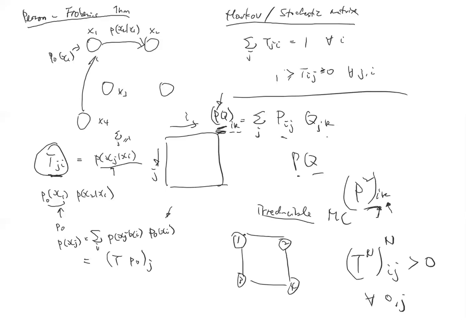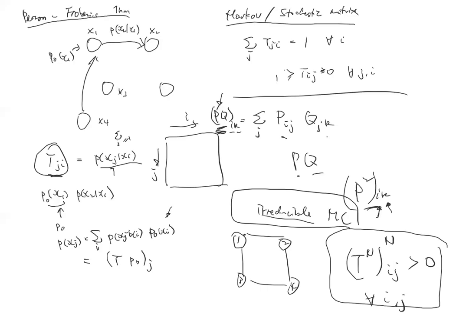So then this will be irreducible. As I mentioned, the result we want to talk about today is that if the Markov chain is irreducible, and therefore satisfies this condition, then the steady state probability exists and it will also be unique.